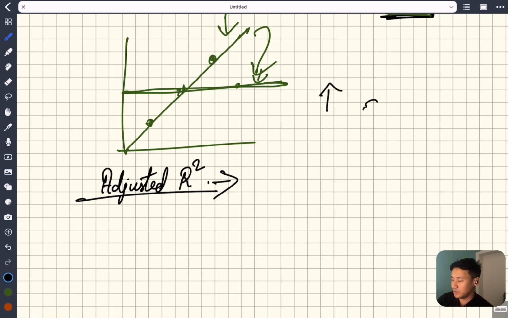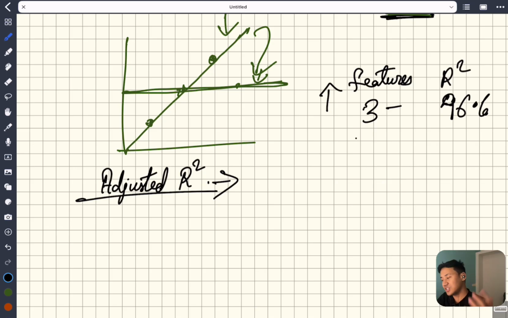According to 3 features, we are getting r square as, let's say, 96 percent. Now if we increase the features, this r square will increase a little bit. It will for sure increase. That is what this particular formula says. It will always increase with the increase in features. But the actual question is, is this feature that we are adding really useful in helping us get a better prediction?